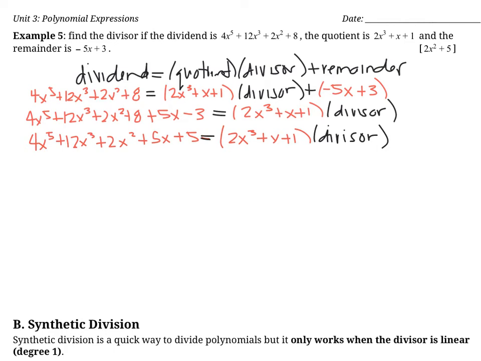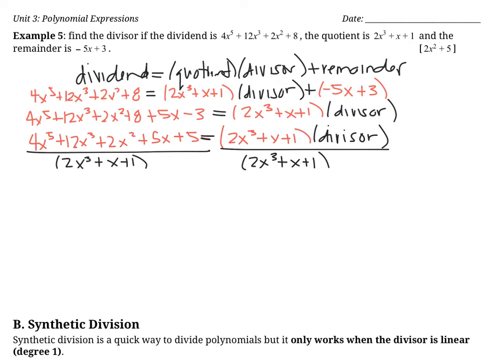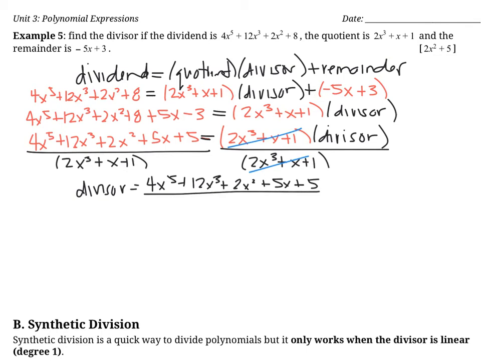All right, let's get this divisor on its own by dividing by this 2x to the power of 3 plus x plus 1. Whatever we do to this side, we've got to do to the other side. So we've divided by 2x to the power of 3 plus x plus 1. These two are going to cross out, which means we're going to be left with the divisor must be equal to this entire thing here. One more time, written out: we've got 4x to the power of 5 plus 12x to the power of 3 plus 2x squared plus 5x plus 5 all over 2x to the power of 3 plus x plus 1.